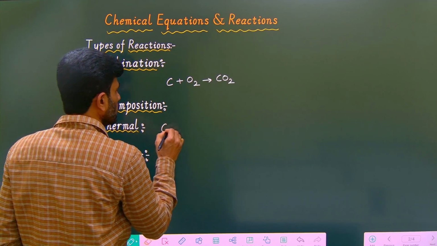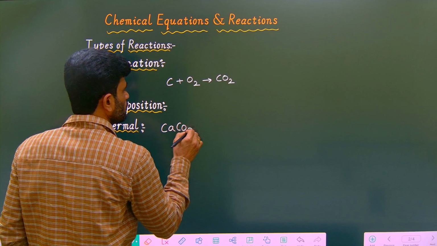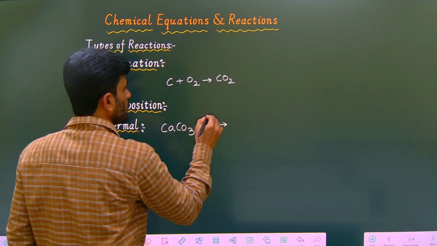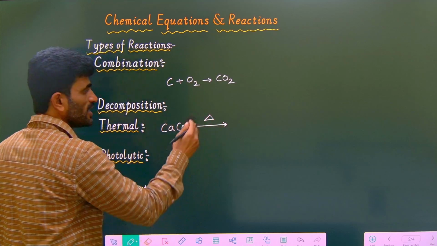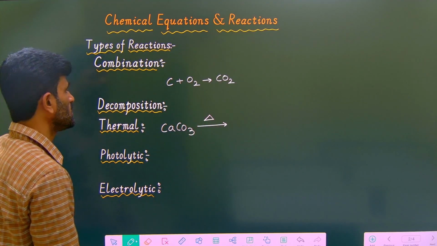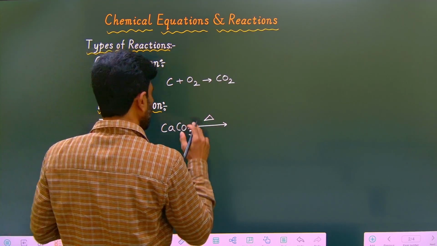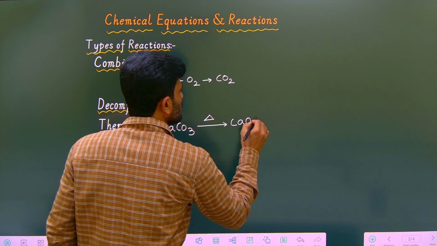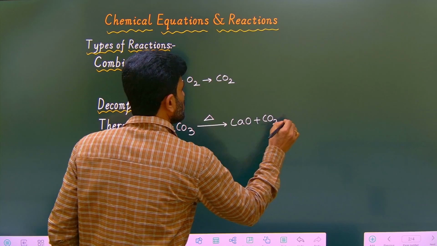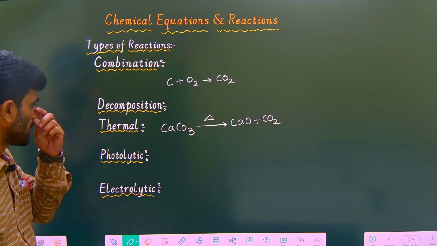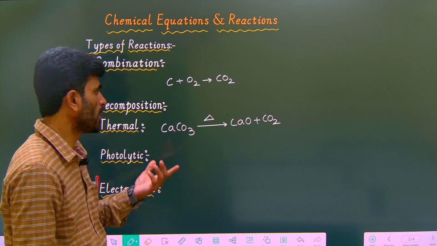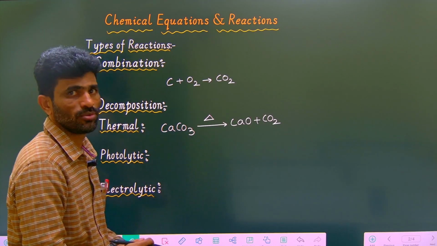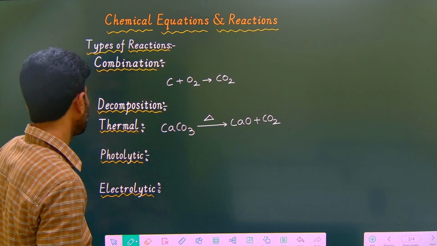For example, there is calcium carbonate, CaCO3, which is decomposed by heating. That symbol indicates heat energy. Heat is absorbed or utilized. So by using heat, CaCO3 is decomposed into CaO plus CO2. This is an example of thermal decomposition. Many examples are there; to understand, I am telling you one example. A single substance is decomposed into many by using heat. So that is thermal decomposition.